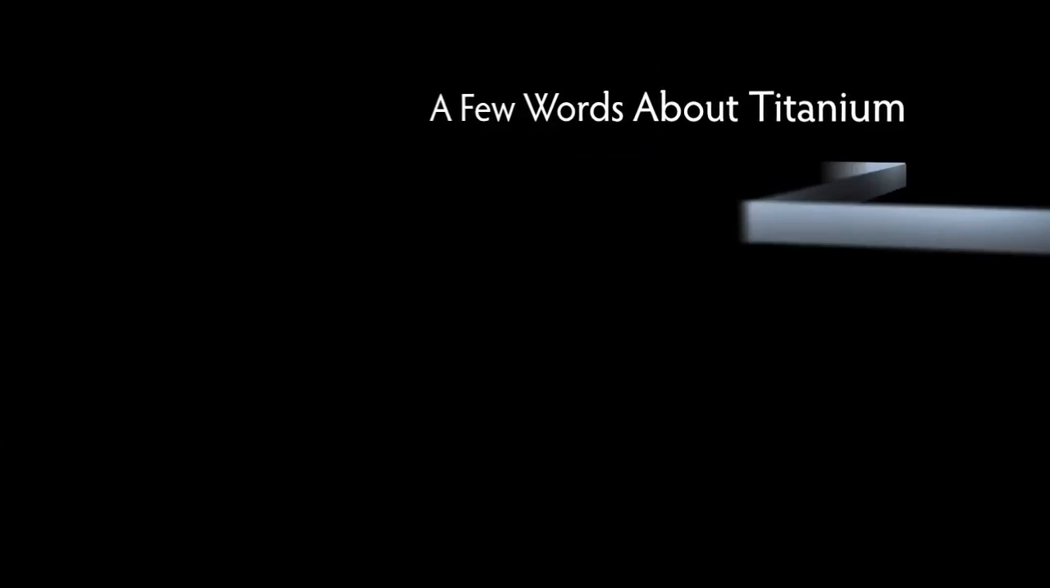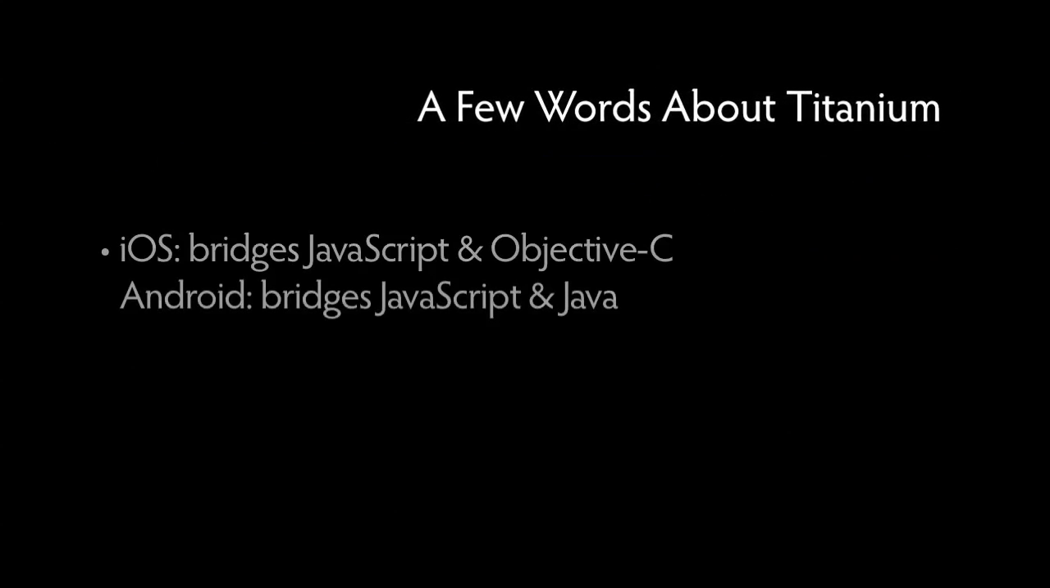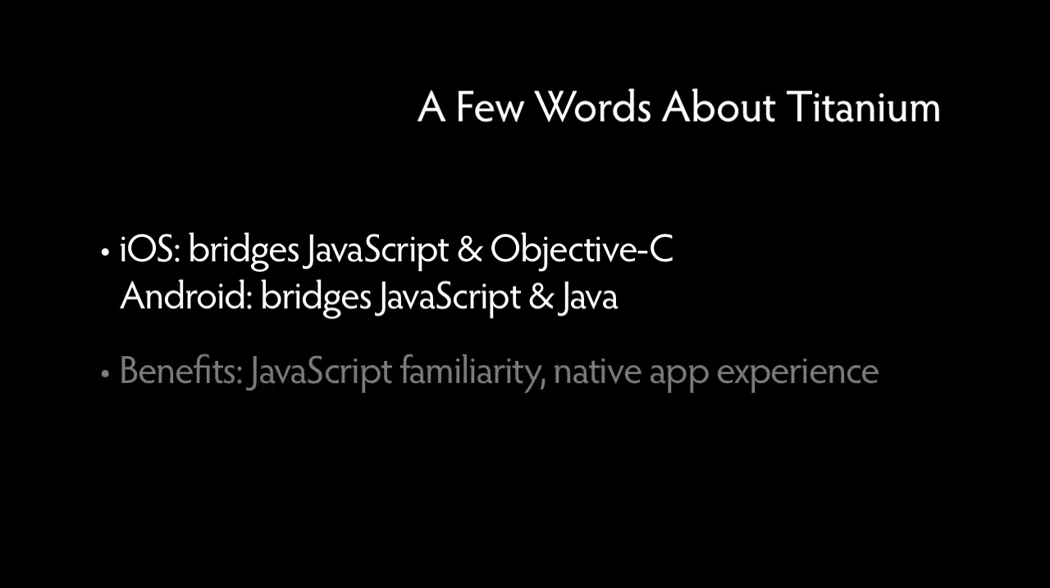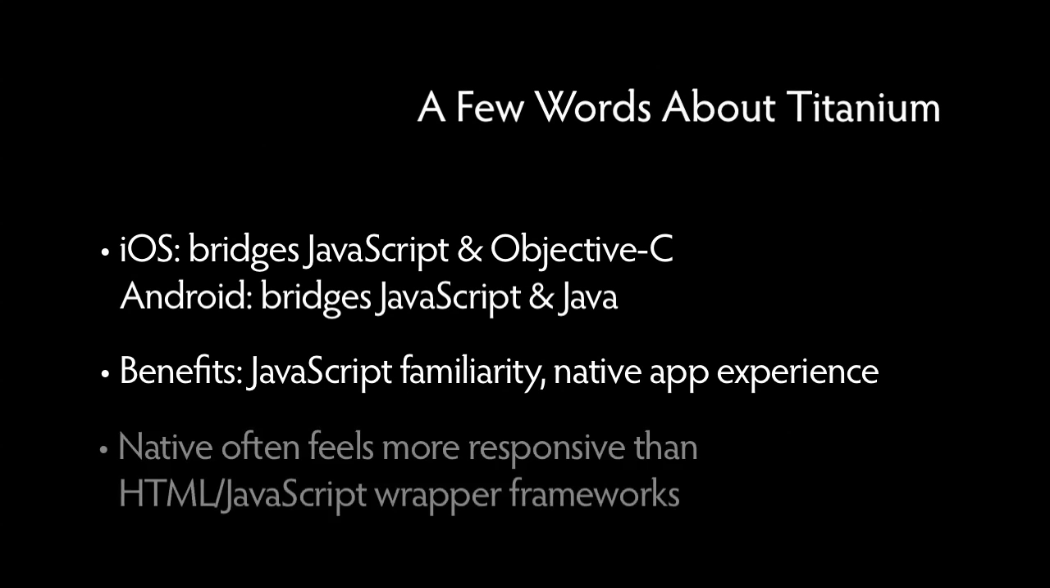Appcelerator's Titanium provides a bridge between JavaScript and native Objective-C for iPhone and native Java for Android. So building apps with Titanium has the benefit of using the familiar JavaScript language while still getting the native app experience for both iOS and Android platforms. Native applications often feel more responsive than some other HTML and JavaScript wrapper frameworks that are out there. This is where Titanium shines.